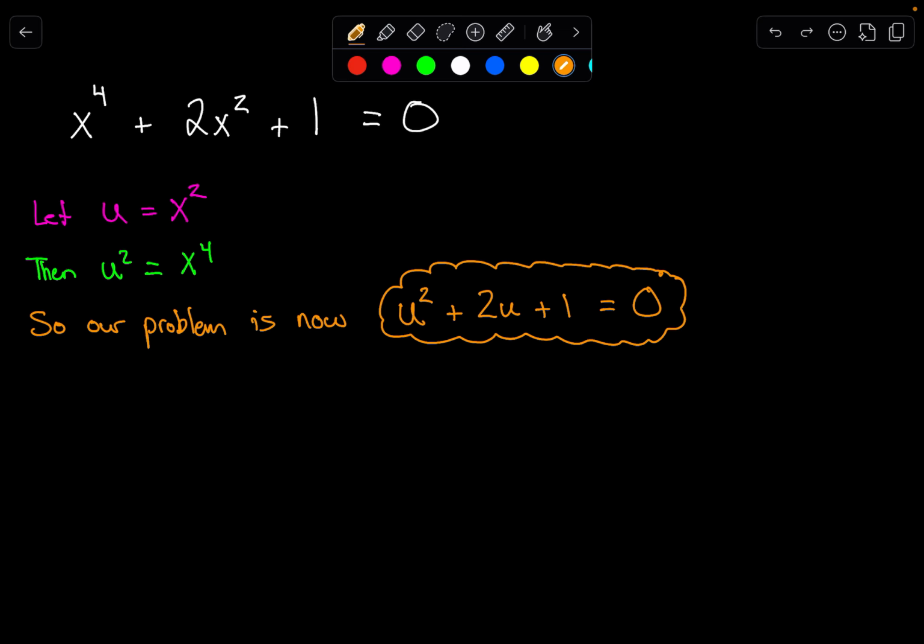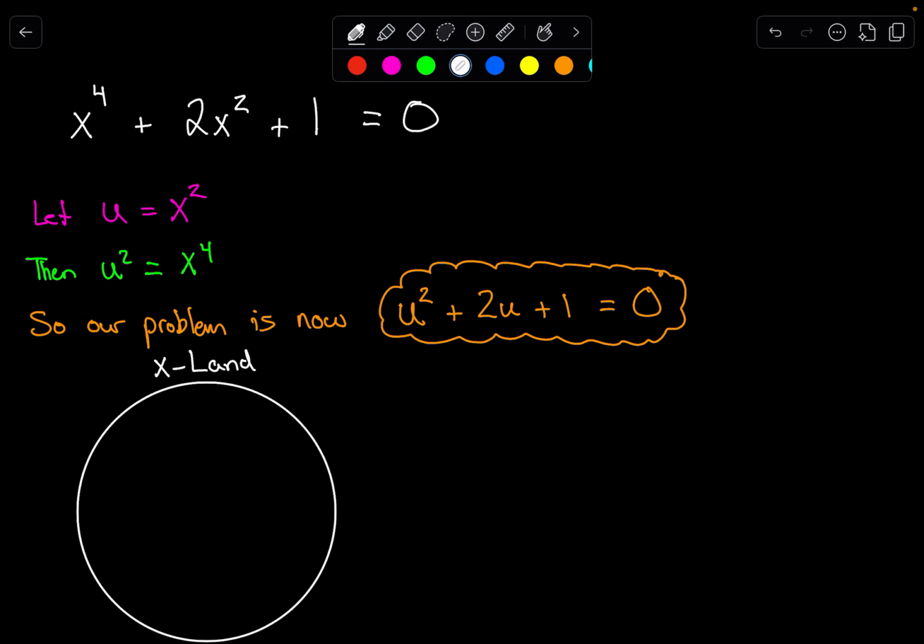But the other idea that's more important to notice is that we're starting off the problem in what I'm going to call xland. Here is xland, where we started our problem. We had x to the fourth plus 2x squared plus 1 is equal to 0. And the problem is that solving it over here is hard. It's hard to solve if we hang out in xland.